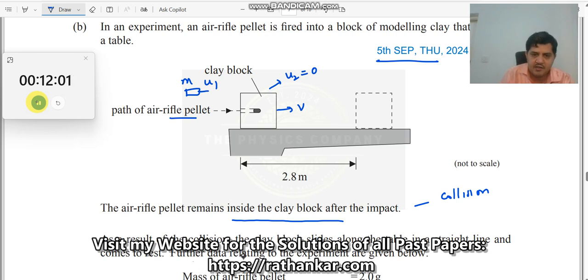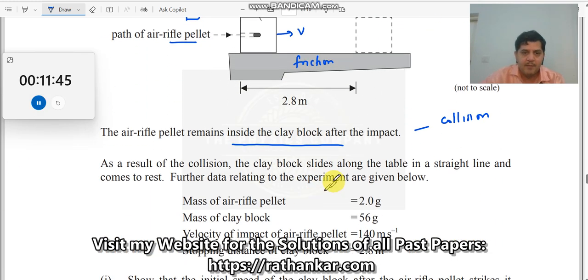As a result of the collision, the clay block slides along the table in a straight line and comes to rest. So now it starts moving over here, but it comes to rest after some time. Why does it come to rest? There could be some frictional force over here. See, before even reading the parameters, we are arriving at what could be the problem. Then further data related to the experiment are given below.